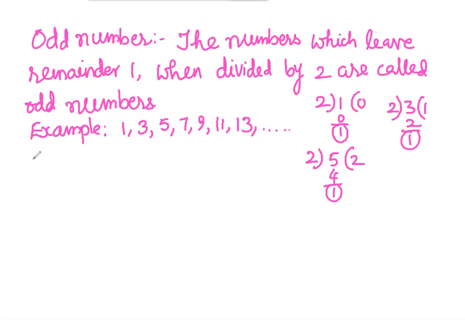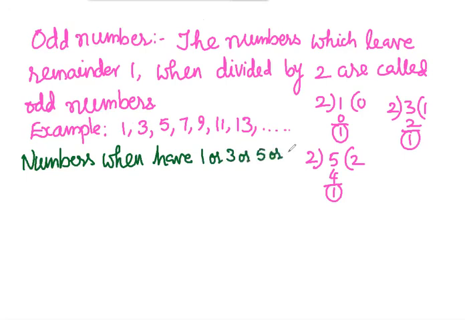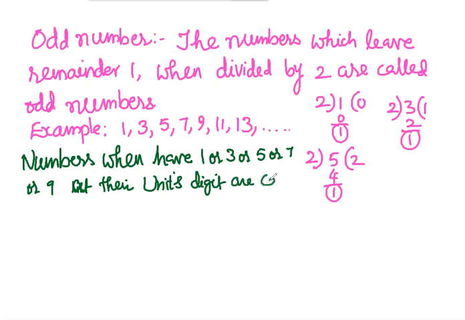Numbers which have 1 or 3 or 5 or 7 or 9 at their units digit are called odd numbers.